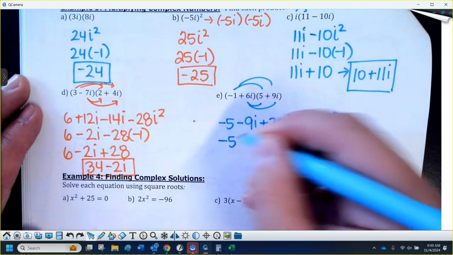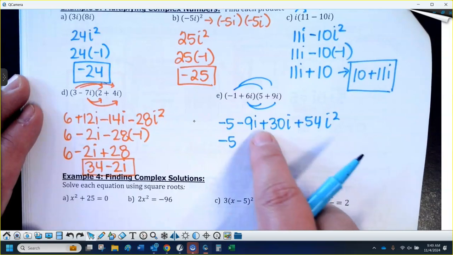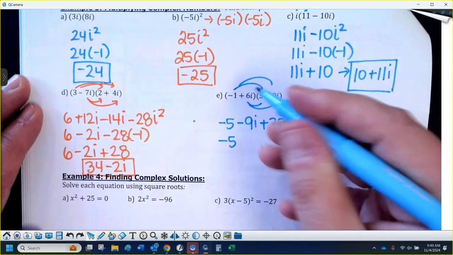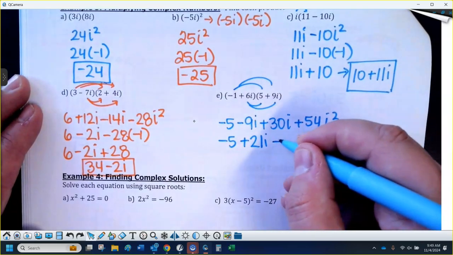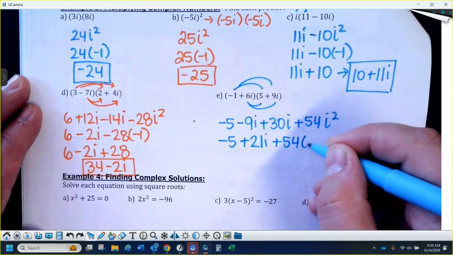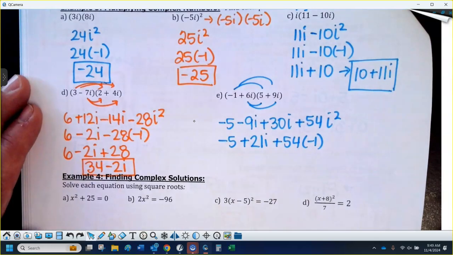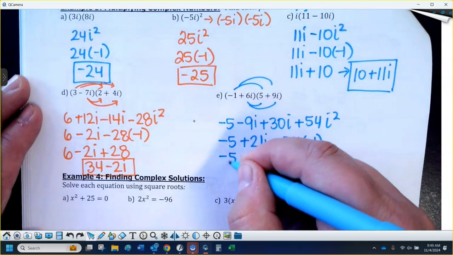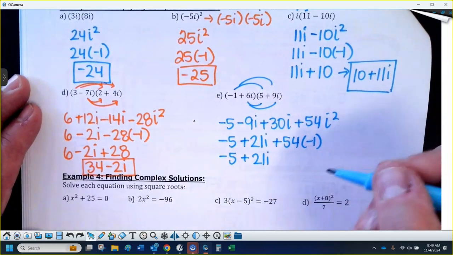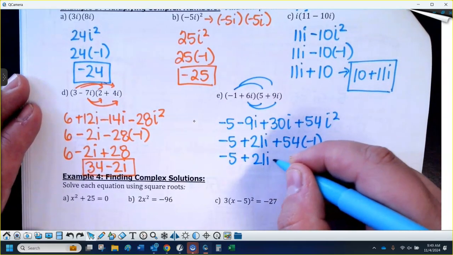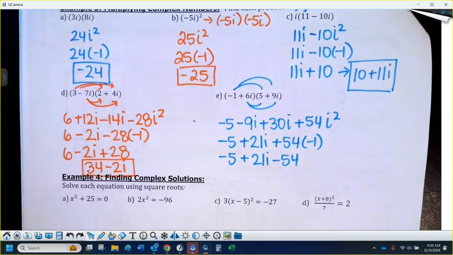So I have -5. In the middle there I can combine like terms. -9 plus 30 would give us 21 i's. And on the end here, I really have 54 times i squared, which means it's 54 times -1. Now, I'm writing out some extra steps here that maybe you don't need to write out, and that's totally fine. But that last term is really -54.